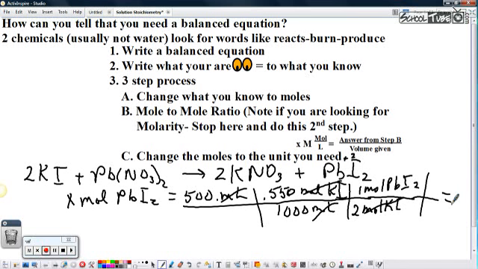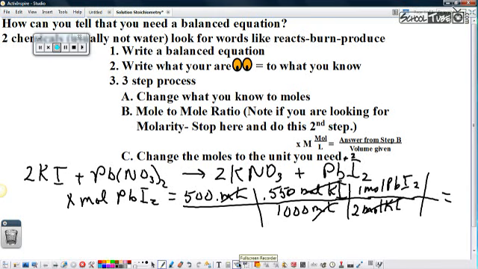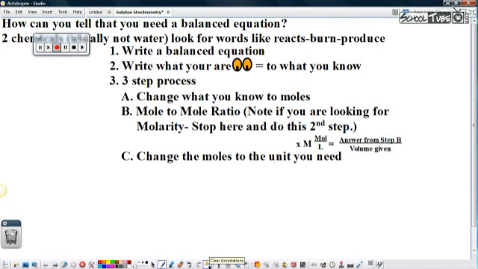All right, let's do number 2 on page 2. Can I erase this? Okay. Do I have more than 2 chemicals? If so much Ba(NO3)2 reacts with excess sodium sulfate, I have 2 chemicals given right there. So that tells me I have to have a balanced equation.